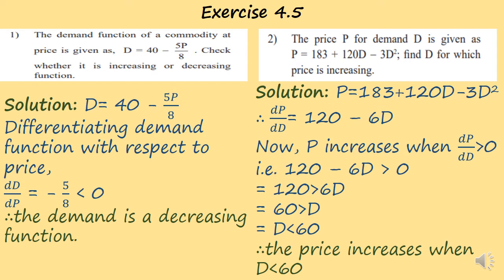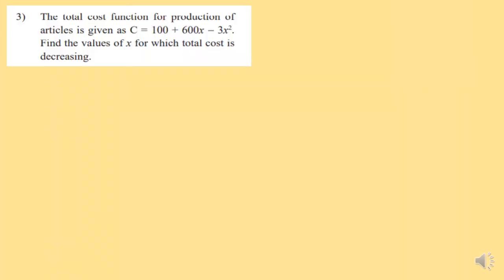The next question: the total cost function for the production of articles is given as C is equal to 100 plus 600x minus 3x square. Now x is the number of articles here. Find the values of x for which the total cost is decreasing.